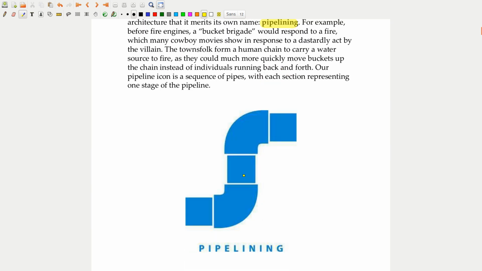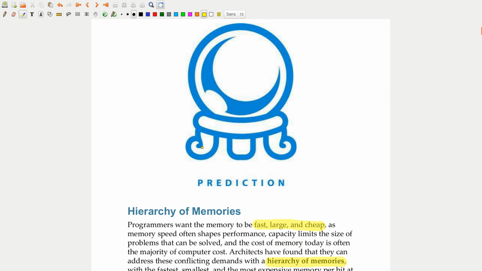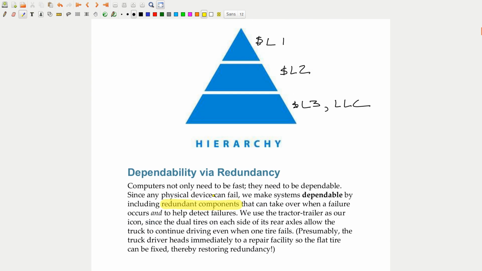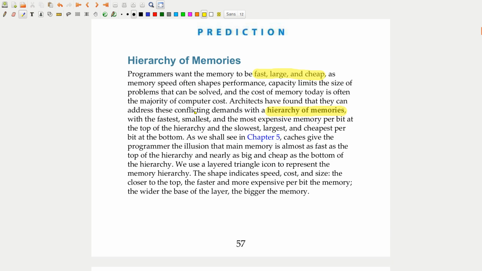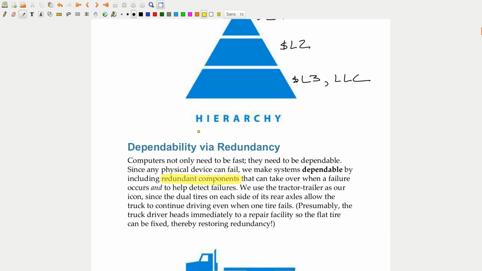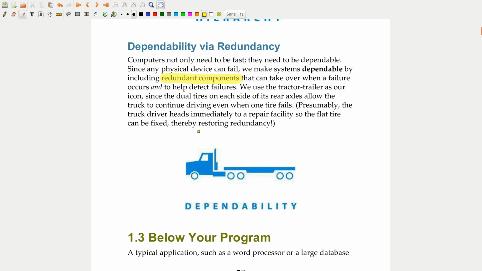We're going to use pipelining to make sure that everyone's doing something at the same time. And then we're going to use prediction in order to compute things ahead of time so that we're not waiting around for data. And then we're also going to focus on having hierarchies of memory in order to fulfill this need of fast, large, and cheap memory spaces that programmers want ever so much. And then we're going to focus also on dependability via redundancy, so that if a problem happens in the processor during execution, we don't lose everything that we're working on. Okay.